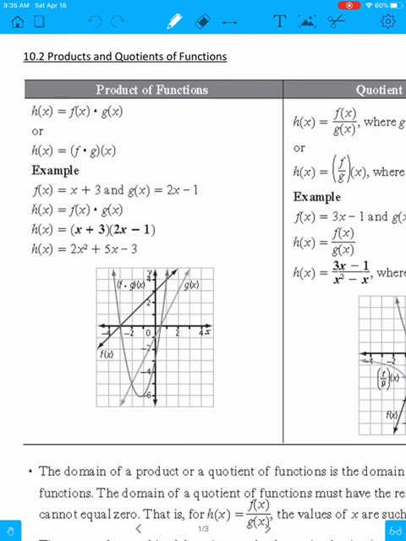If you see (f · g)(x), you would rewrite it as f(x) times g(x), and then we would just multiply them. So two lines multiplied, (x + 3)(2x − 1), would get us 2x² + 5x − 3. And if I did f(x) times g(x) or g(x) times f(x), I would get the same thing.